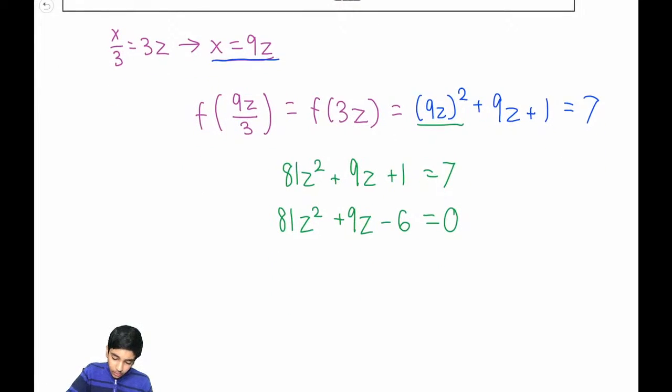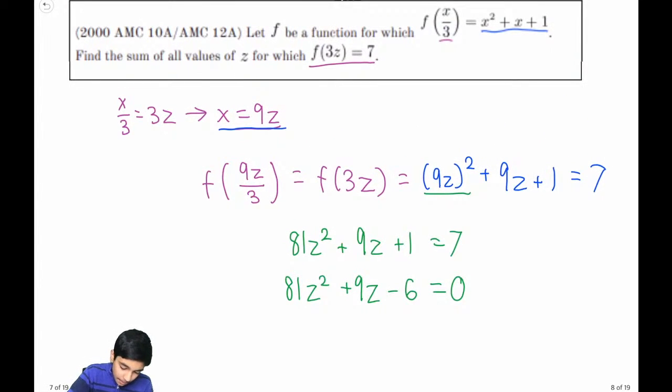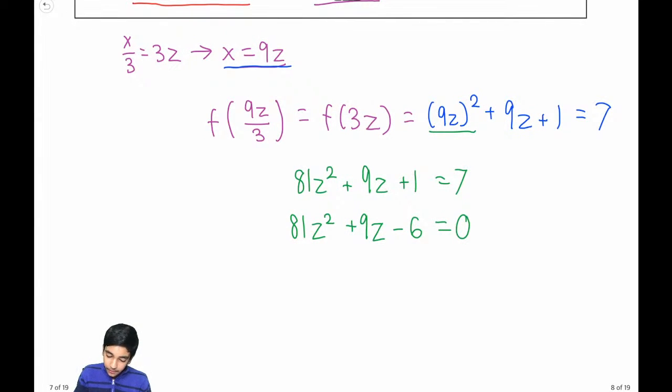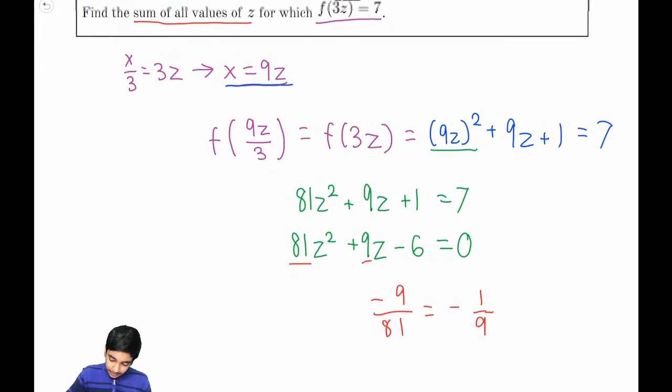So now what? Well, now we can just use Vieta's again, right? We want to find the sum of all values of z such that this is true. So use Vieta's formula. The sum of all values such that it's true is the negative of 9 divided by 81, which is negative 1/9. Okay, so the sum is going to be negative 1/9. That's good. That's the answer, actually.